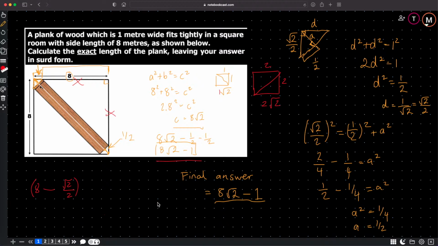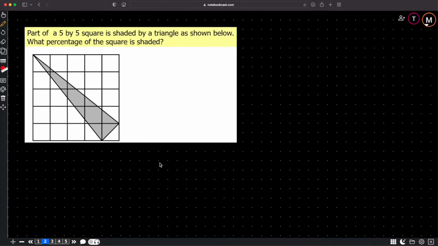We join 2 triangles. Okey-doke. So 8 root 2 take 1, final answer for that one. We'll jump on to the next one. I am still waiting for your method if you want to put it in chat, and we can go through it. But for now, we'll proceed.